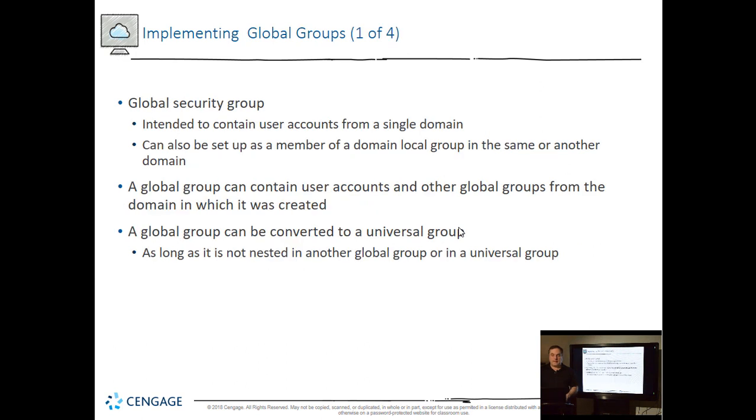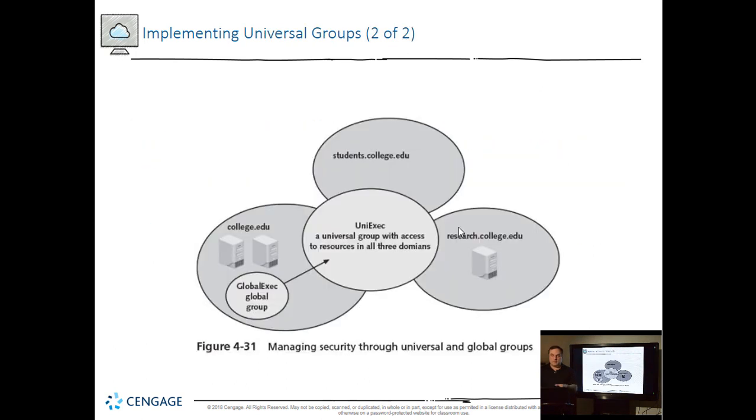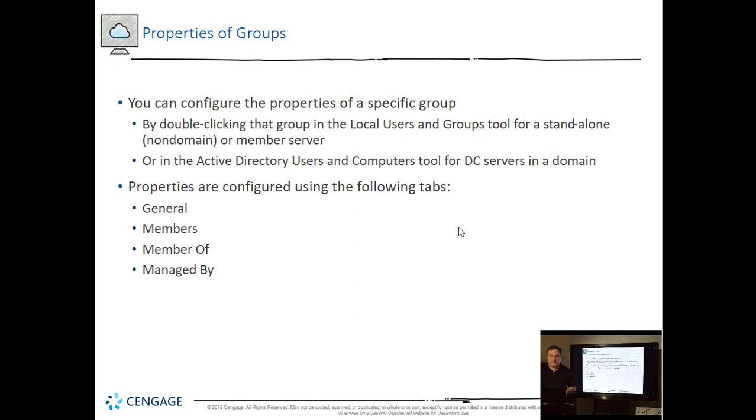So we talked about the domain and the global. This is what a universal group would look like. You can see this middle one here is a universal group. And so it covers all the other domains and forests. So if you put resources into there, they have the opportunity to have access to the resources in all the different forests and all of the domains. Definitely want to think very hard before putting people into that.